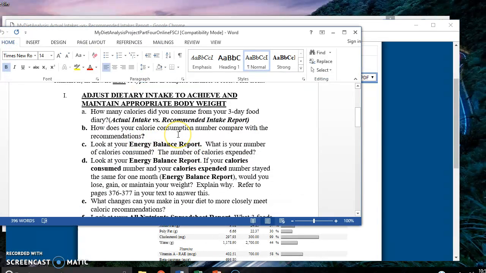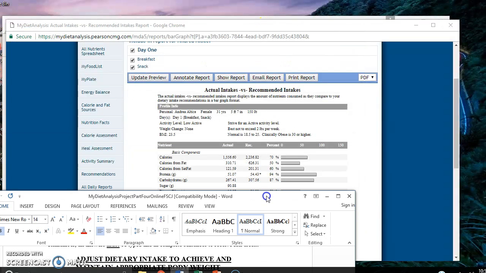How does your calorie consumption number compare with the recommendations? So again, here is your amount that you consume, here is the recommended. How does it compare? Did you consume more than the recommendation, less than the recommendation, or was it the same?